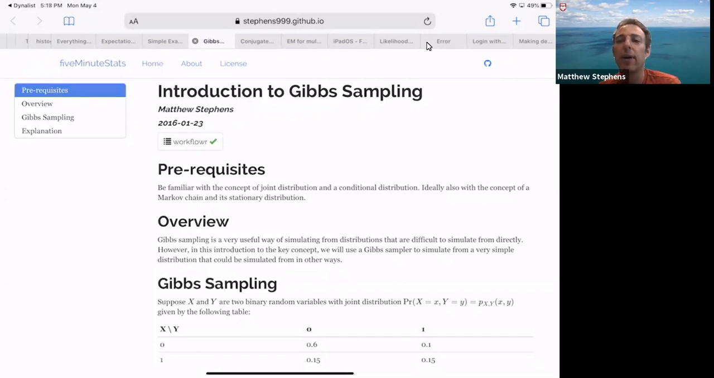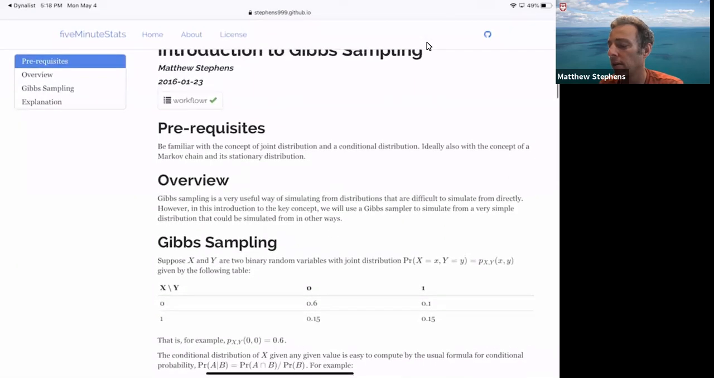The basic idea behind Gibbs sampling is to use conditional distributions to sample from a joint distribution. Let's see a very simple example here. I've got two random variables, x and y. They're each binary, and they have the following joint distribution as given in this table.